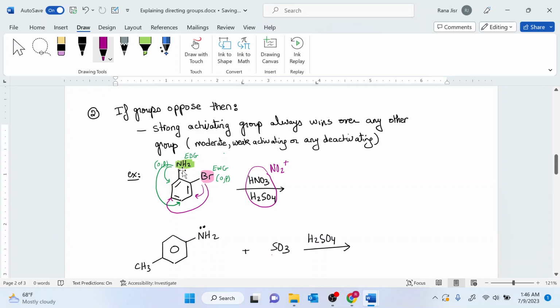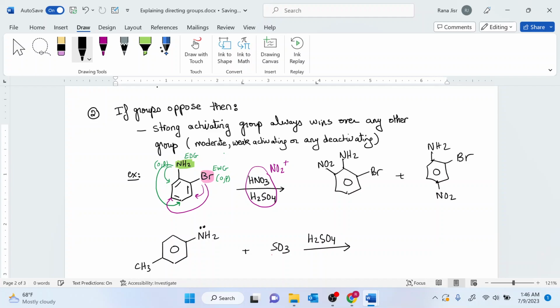So if it wins, then the NO2 that is going to add is going to favor the positions of the NH2. So it's going to add ortho and para to just the NH2 in this case. So you're going to end up getting two products where the NO2 is going to add ortho and para. So this is going to be the NO2, and that is going to be the bromine over here, plus the NH2. You have the bromine, and then you have the NO2 added para to the NH2. So the NO2 will add ortho, and the NO2 will add para.